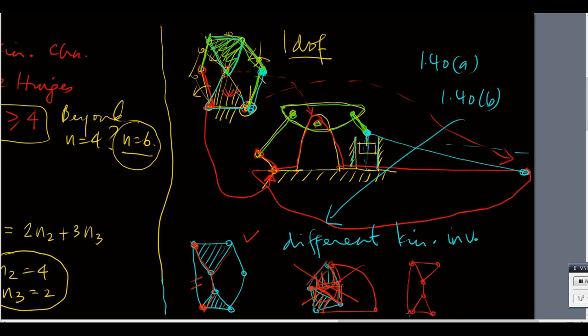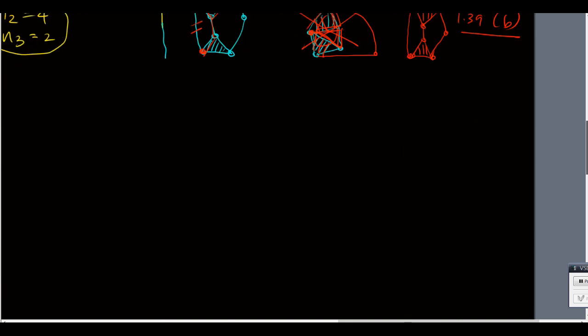This is the one that is shown in the book. Okay, so this is 1.39b. Alright, what happens if we look for larger n? If we look for still larger n, n has to be even, so the next n is n equals 6. I'm sorry, 8. So the next n is n equals 8.